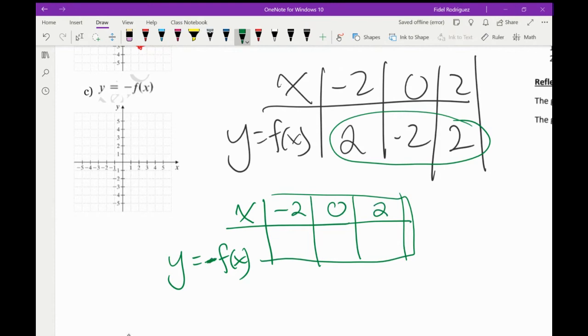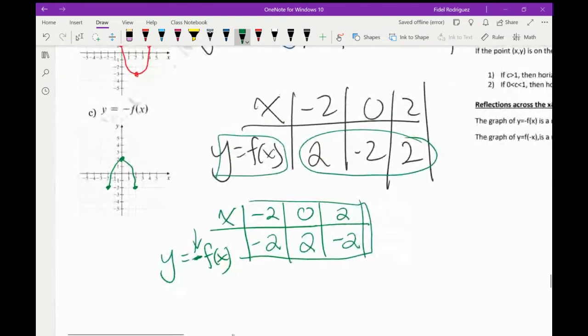Since the only difference between this part here and this part here is we have that negative, we're just going to change the signs of what we have here. So now that's going to become a negative 2, a positive 2, and another negative 2. And now what I'm going to do, y'all, I'm just going to plot those points. So negative 2 and negative 2 is down there. 0 and positive 2 is up here. And 2 and negative 2 is down there. There's my graph.